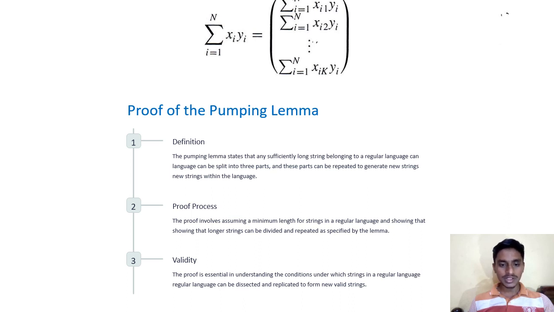The third one is the validity: the process and the proof are essential to understanding the conditions under which a string in a regular language can be dissected and replicated to form new valid strings. So these are the proof for the pumping lemma: definition, proof process, and validity.